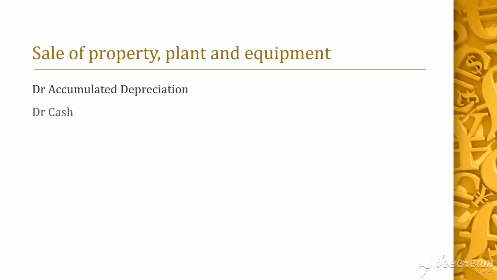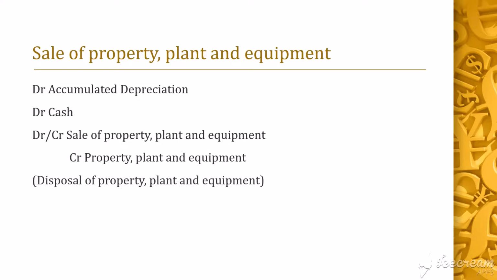When the entity sells its property, plant, and equipment, it will enter the following journal entry: debit accumulated depreciation, debit cash by the amount of cash received from the sales, debit or credit sale of property, plant, and equipment, and credit property, plant and equipment. Now I said debit or credit sale of property, plant and equipment. Whether it is a debit or a credit, it depends on the net book value of the property, plant and equipment and the sales amount. The sale of property, plant and equipment is a balancing figure to make the total debits equal total credits.